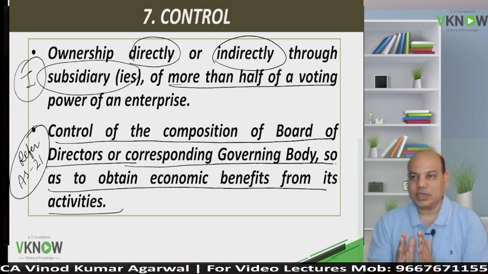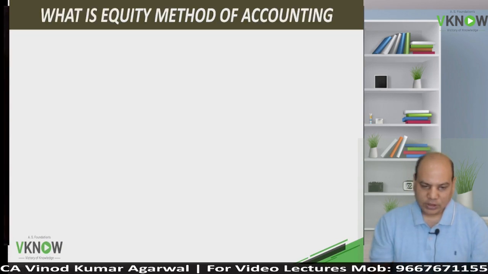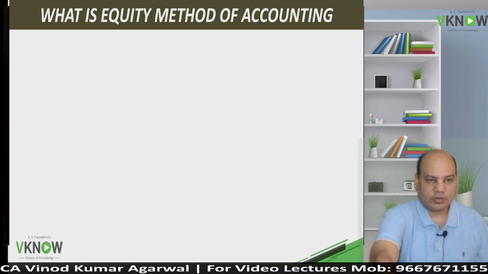This was discussed in detail in Accounting Standard 21. There are two ways of acquiring control. One, through voting power, where it should be more than 50%. Second, control over the composition of board of directors. That means you are able to appoint majority of the board members. That is control. Okay. So today we'll take a break here. We'll continue in the next lecture.